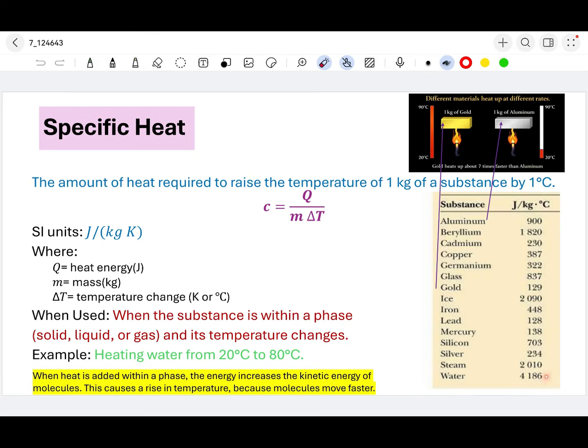Okay, for water this much. And let's see for steam how much. For steam 2010, and for the ice 2090. Okay, so what is specific heat? It is the amount of heat energy given to 1 kilogram of a substance to raise its temperature by 1 degree. So how do we calculate the specific heat? Using this formula. That's it.